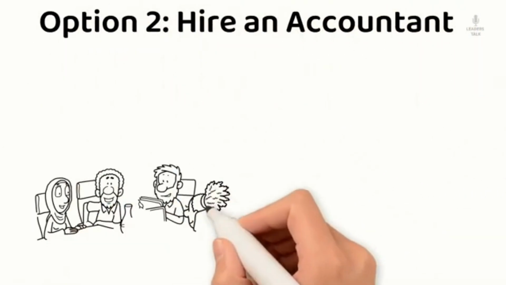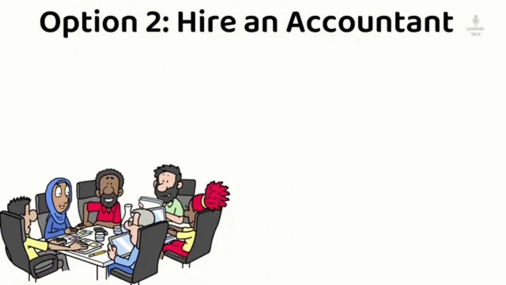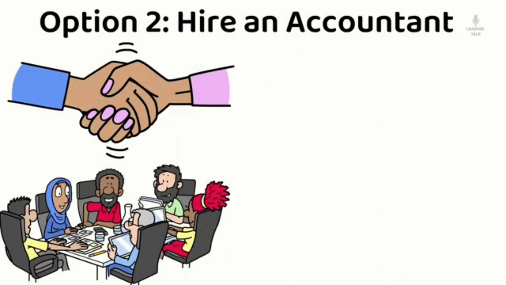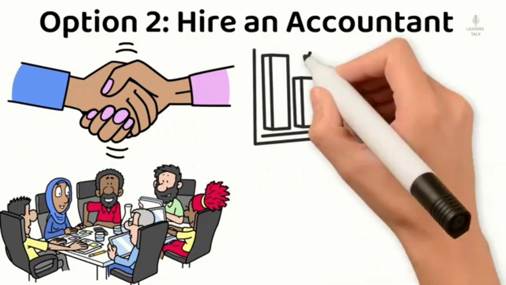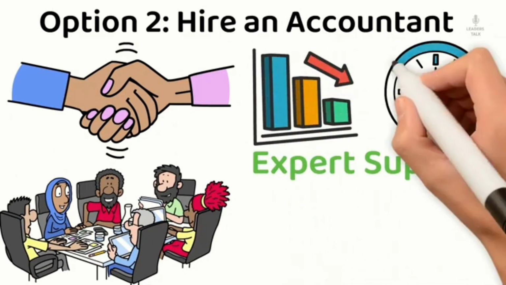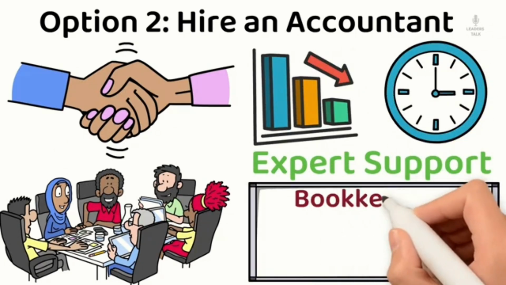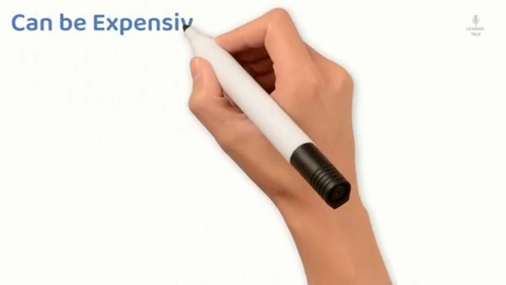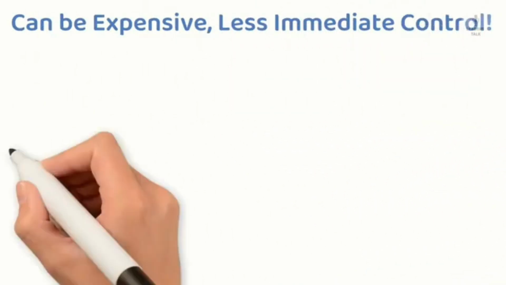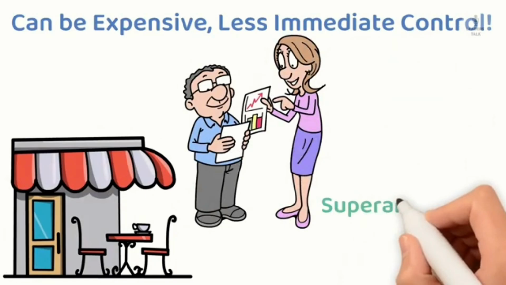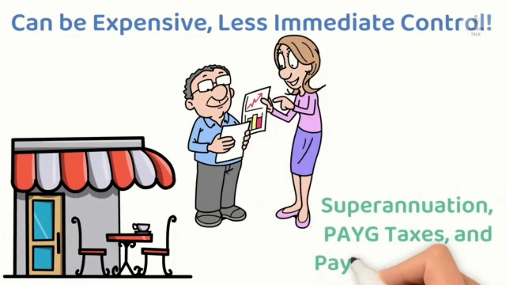Option 2, hire an accountant. Best for growing or medium-sized businesses, 5 to 50 employees. How it works. You outsource payroll tasks to a CPA or accounting firm. Pros, reduces legal risks, expert support, saves time, often bundled with bookkeeping tax services. Cons, can be expensive, less immediate control. For example, a cafe in Sydney outsources payroll to an accountant who handles superannuation, PAYG taxes, and payroll tax filings.